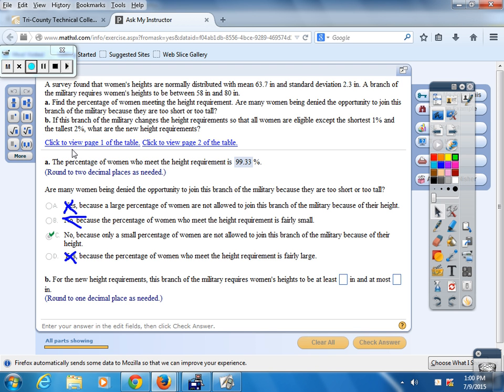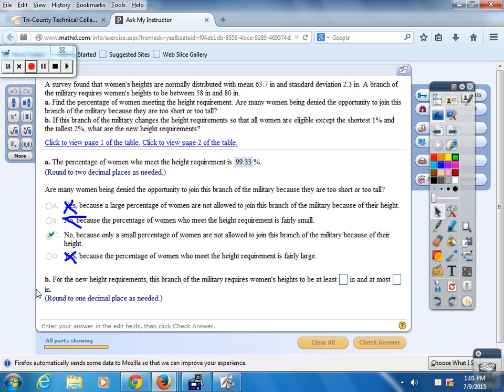Okay, for the new one, let's see what it says. If this branch of military changes the height requirements so that all women are eligible except the shortest 1% and the tallest 2%, what would the new height requirements be? Well, this is another problem in itself. I'm going to get a whiteboard here because y'all are going to have to help me. Go ahead and write B down. If you haven't got it written down, just write B down and make sure you got those other numbers because I'm going to need the mean and the standard deviation.